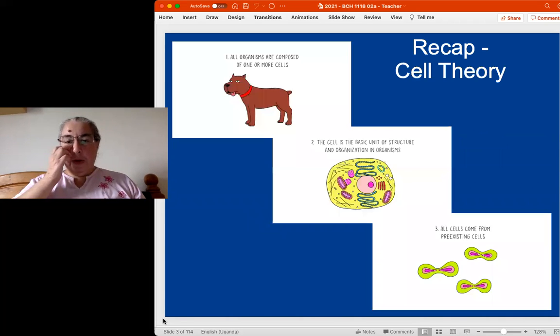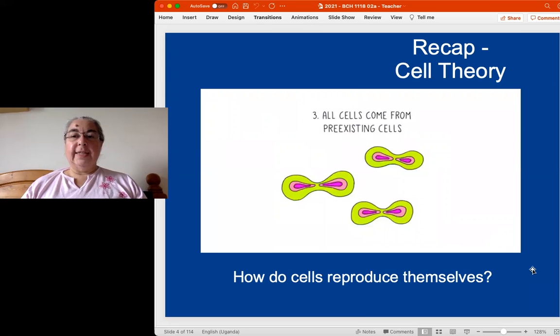I hope you remember that we have already discussed cell theory, the fact that cell theory has three different parts. All organisms are composed of one or more cells. The cell is the basic unit of structure and organization in organisms, and all cells come from pre-existing cells. And this is the part we're going to be talking about today. How do cells come from pre-existing cells? How are cells able to reproduce themselves?